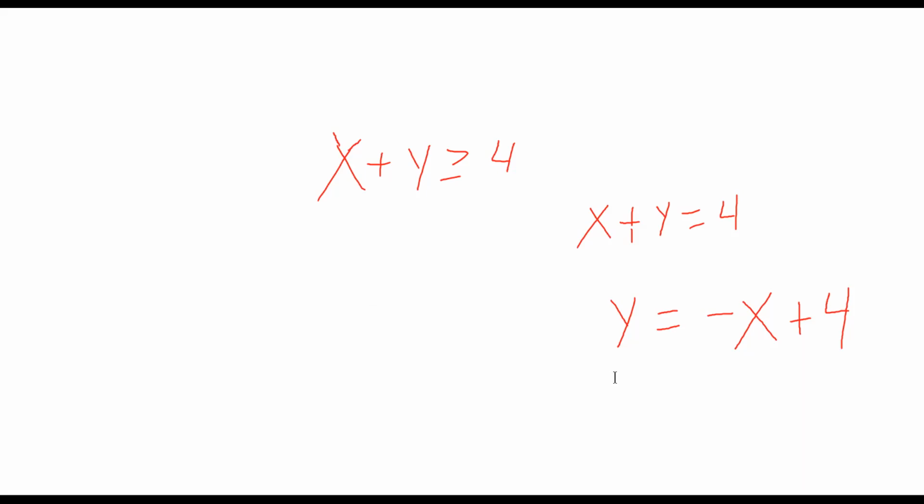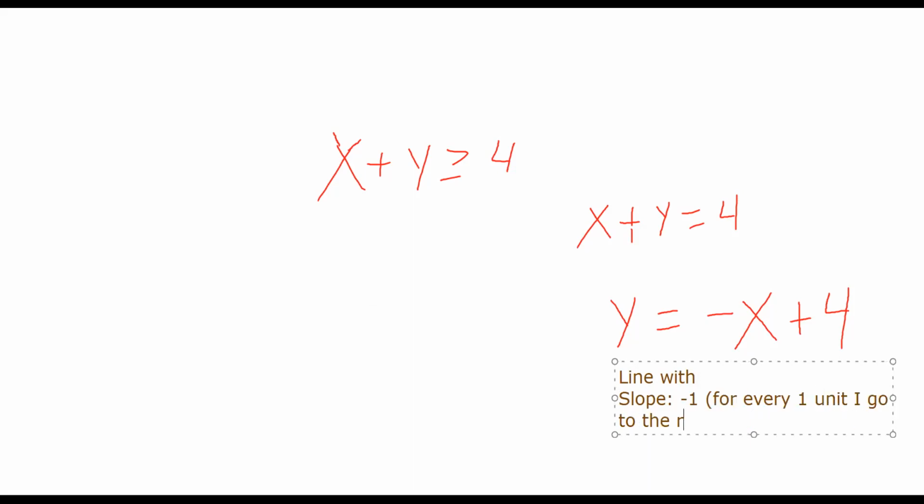Now let's analyze this. This is a line with a slope. The value in front of x is just a negative, but it's implied 1 there, so it's actually a slope of negative 1. For every 1 unit I go to the right, my line falls 1 unit. The y-intercept is always a coordinate and always has an x value of 0. My y-intercept is 0, comma, whatever this number is, which in this case is positive 4.